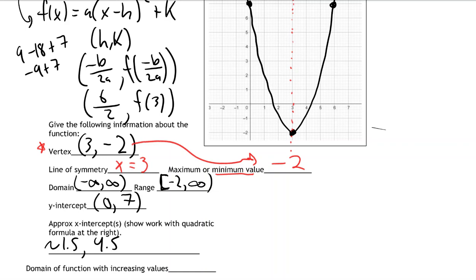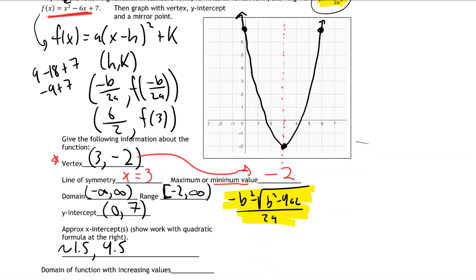That would be my approximations, which, in multiple choice, depending on the choices, might be enough. But the only way to know for sure is the quadratic formula. So quadratic formula will certainly be on your test.